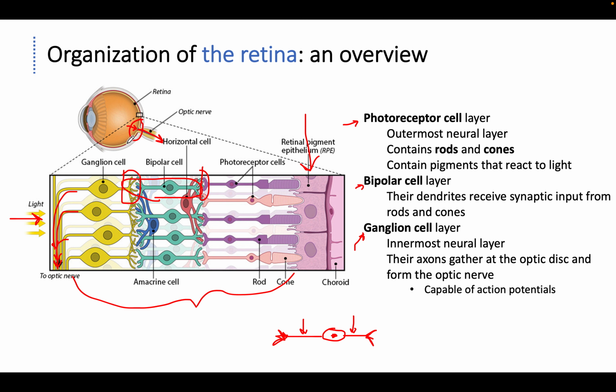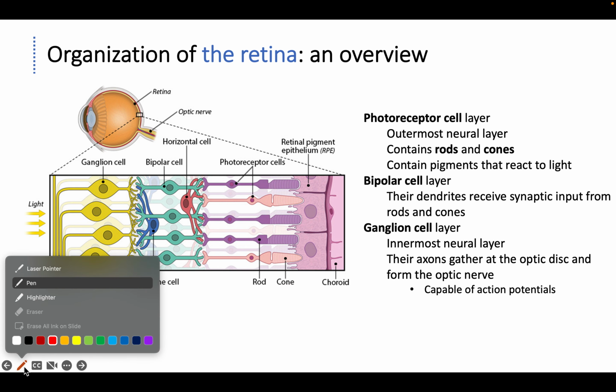As the retina leaves with these ganglion cell axons to the optic disc and the optic nerve, they're generating action potentials along the way. These action potentials will travel to the thalamus, where we relay information, ultimately going to the occipital lobe of our brain, where we have our primary visual cortex, and we're able to interpret and perceive what it is that we are seeing.